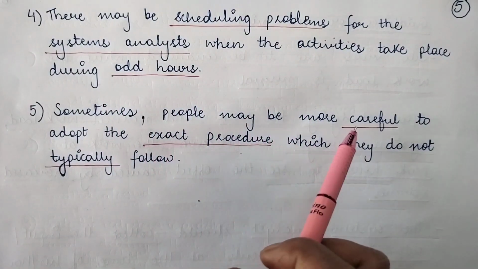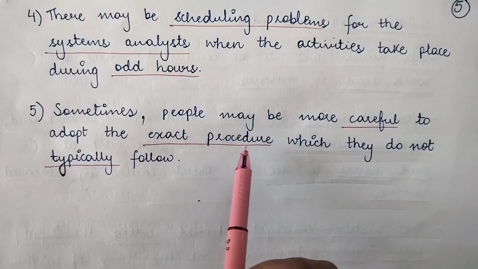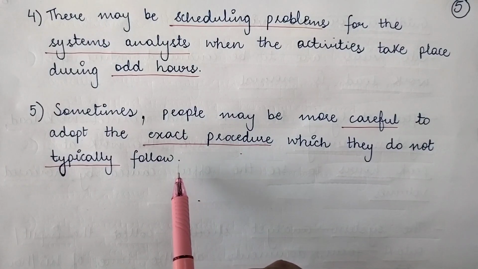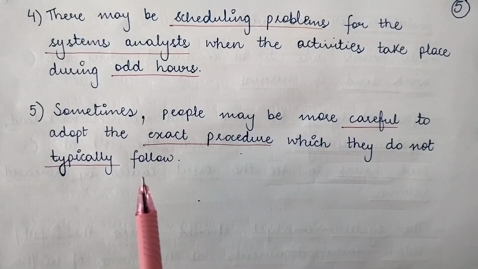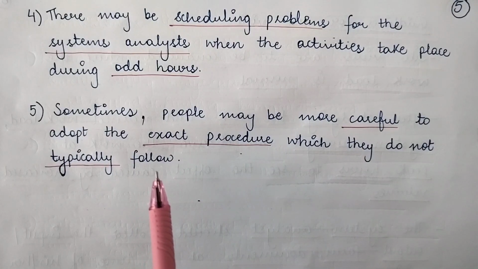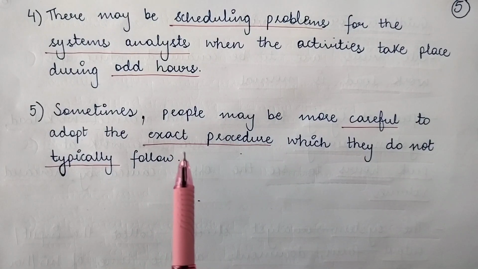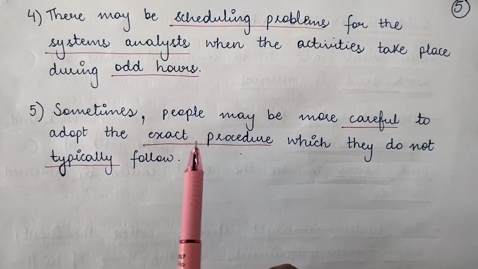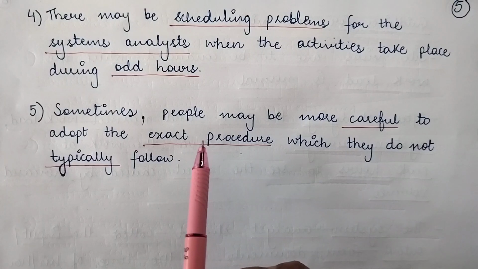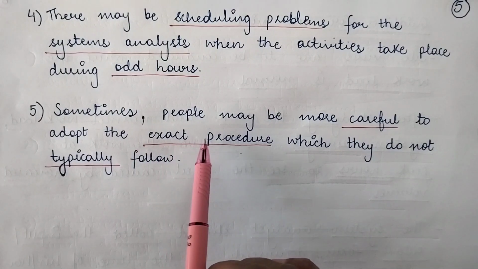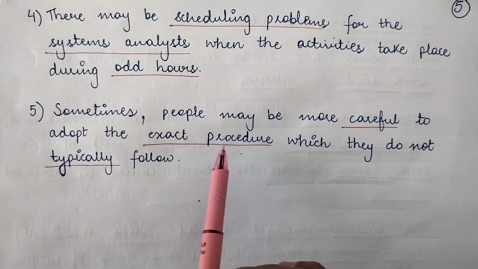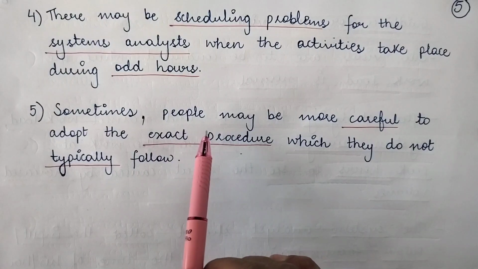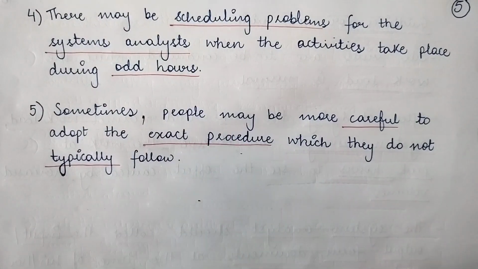Sometimes people may be more careful to adopt the exact procedure which they do not typically follow. Now every organization has some procedures, rules and guidelines for performing tasks, but many times it is observed that the staff does not follow those rules and guidelines. But when notified that today there will be a site visit and they will be observed, they become more cautious and start following the exact procedures which otherwise they do not follow, right? So this is also one disadvantage.